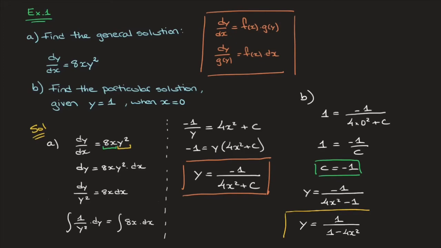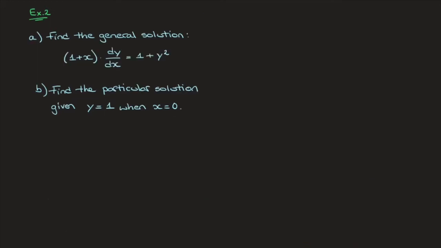We've just found the particular solution for this differential equation given y equals 1 when x equals 0. Let's look at one more example. In this case, we're asked to find the general solution for the differential equation (1 + x) dy/dx = 1 + y². And we'll then have to find a particular solution given y equals 1 when x equals 0. So let's go right ahead.